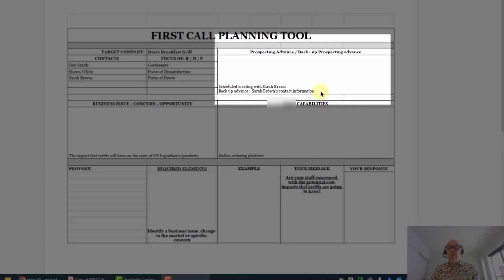Your backup advance is also excellent because, as we know, unfortunately, things don't always go exactly as planned during a cold call. So, plan B: if you can't get an actual scheduled meeting with Sarah Brown, at least you can get Sarah's contact information. The one thing you might want to do is add a strategy on how you might do that. Are you going to try to get her email address, or are you going to try to get some more specific advice from Don Smith on what the best mechanism is to reach out to Sarah? Is it by LinkedIn? Is it through Instagram? Is it through email? That might be one thing you want to add.